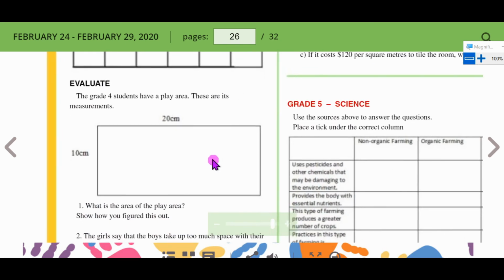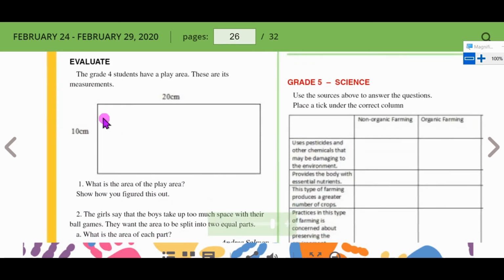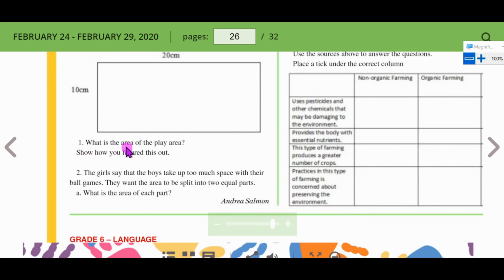Evaluate. The grade 4 students have a play area. These are its measures: 10 centimeters on this side and 20 centimeters on that side. 1. What is the area of the play area? So to find that, we'd have to multiply these two sides, the length by the width. So 20 times 10, that would give us 200 centimeters squared.